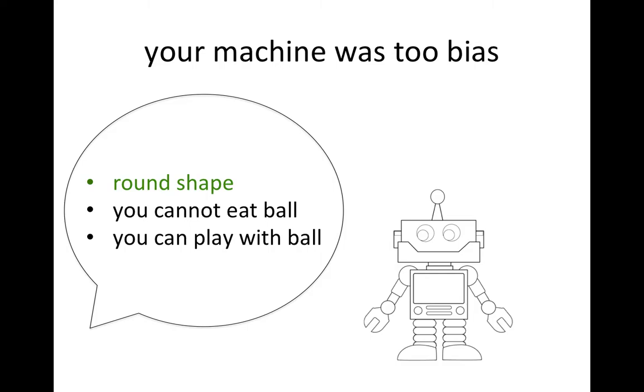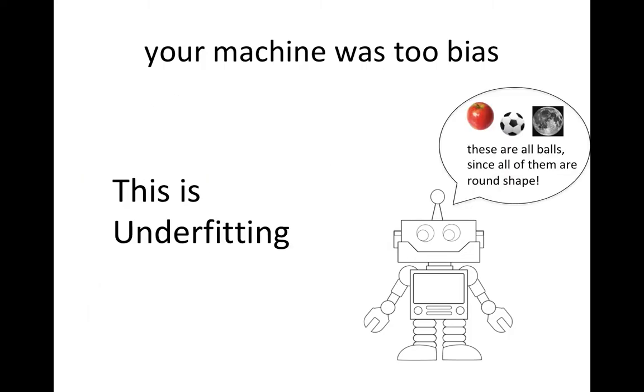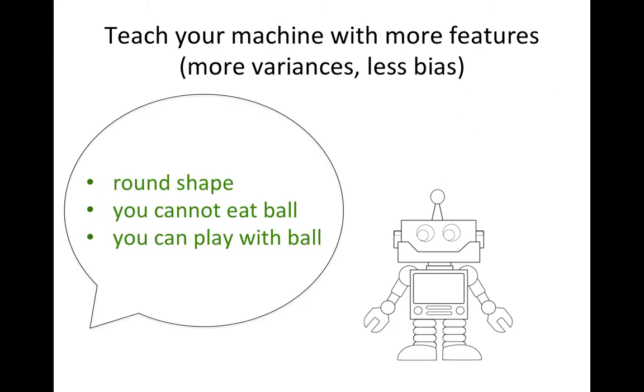So now you know that your machine previously was too biased on the round shape. Now you have three features here, and the previous situation we call underfitting. When the model is too biased on something, then we call it underfitting.